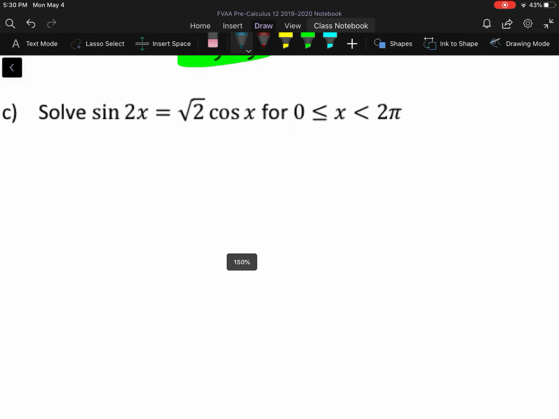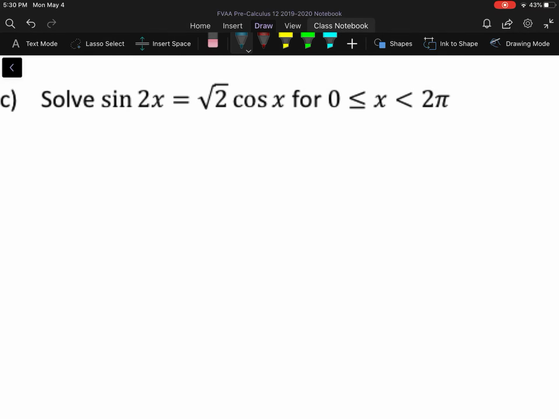All right, let's try another one here. Again, we have a double angle, so let's start with that. So this is going to give me 2 sine x cos x is equal to pi square root 2 cos x.